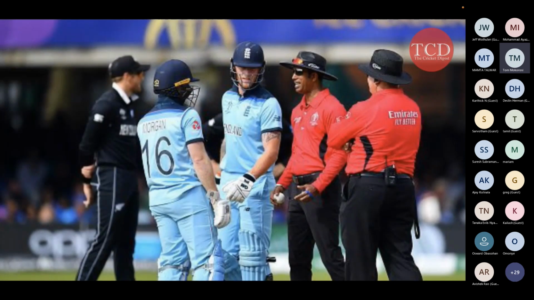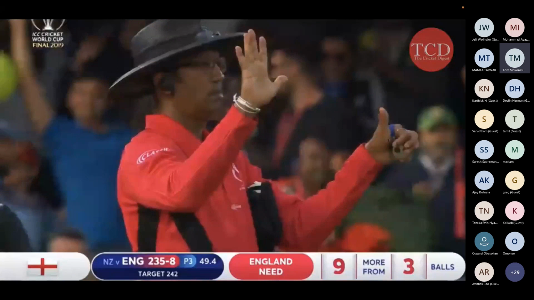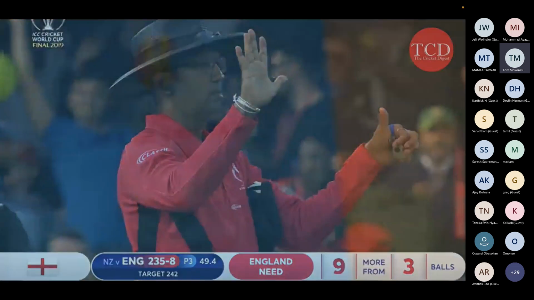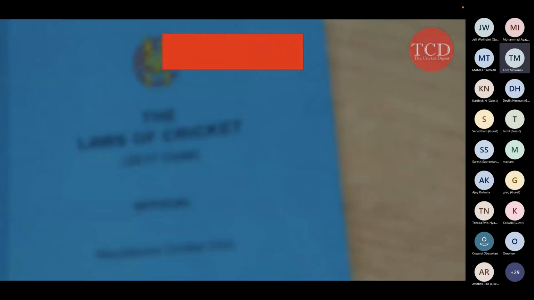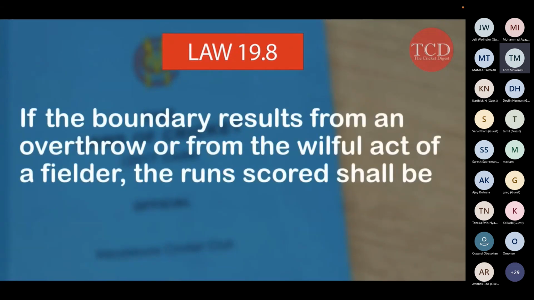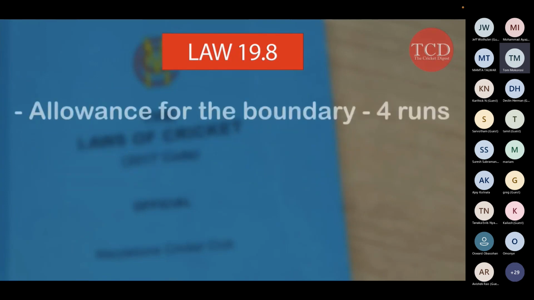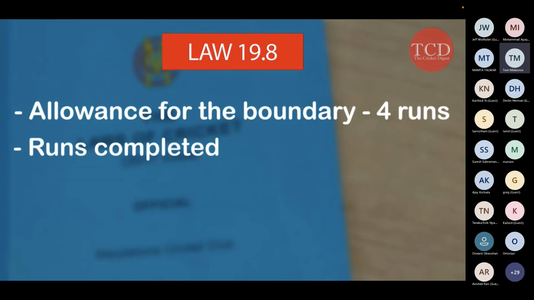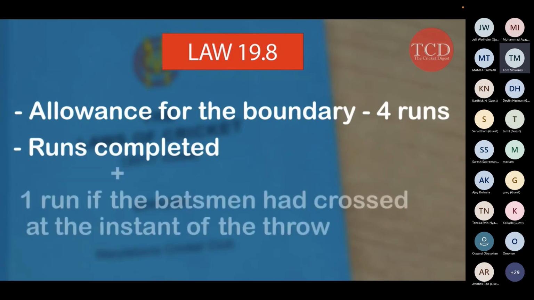But there was a mistake committed by the umpires in this incident. They awarded 6 runs, whereas only 5 runs should have been awarded. According to Cricket Law 19.8, if the boundary results from an overthrow or from the willful act of a fielder, then the runs scored shall be the allowance for the boundary, which is 4 runs in this case, and the runs completed by the batsmen plus the run in progress if the batsmen had already crossed at the instant of the throw.